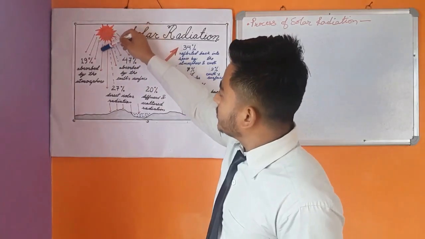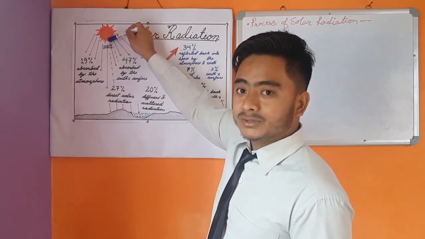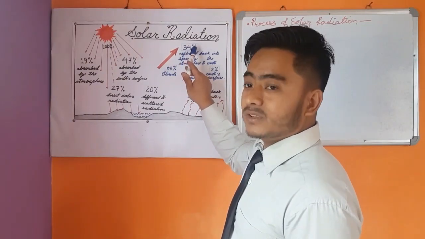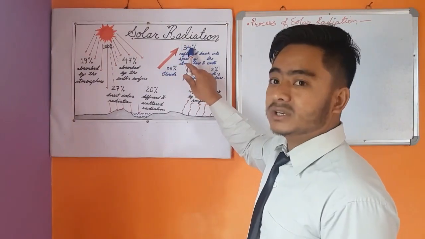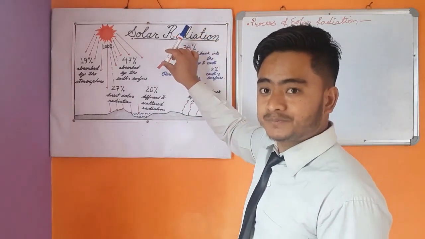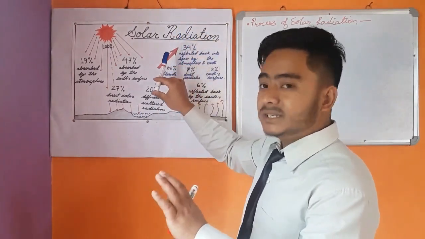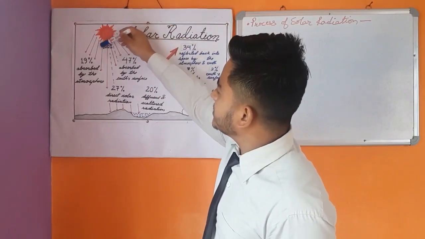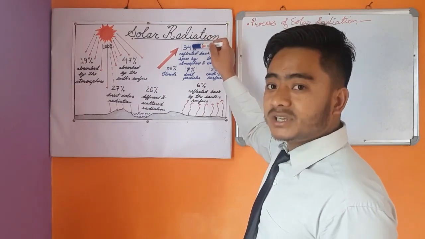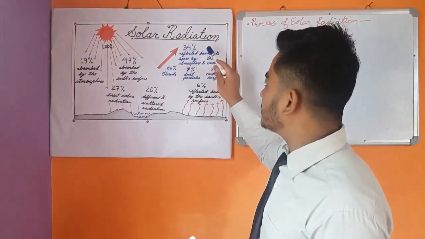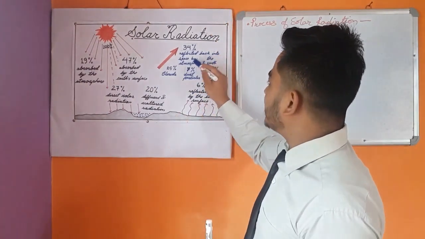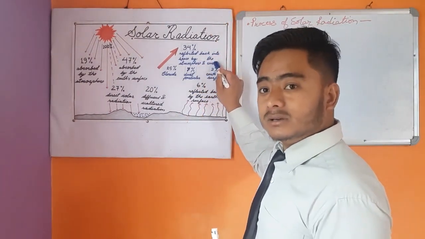So out of this 100%, 34% of the incoming solar radiation is reflected back into the atmosphere. Try to listen, you will understand. Out of the 100% of the incoming solar radiation, 34% is reflected back into the space by the atmosphere and earth.